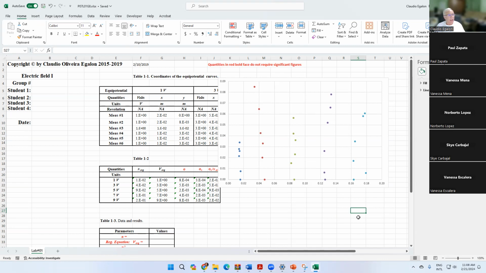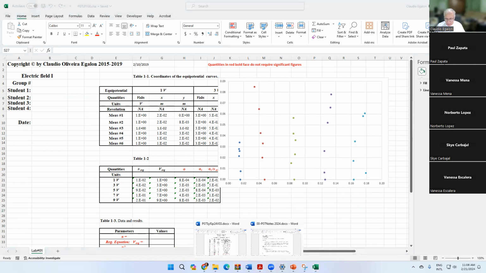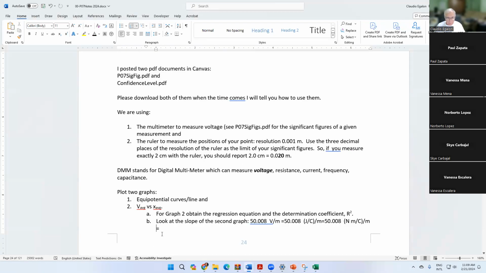Everybody did that? Adjust what I want you to do, right? Plot 2 graphs, equipotential curves and lines, right? And okay, we didn't get to this one yet. We came to this one: adjust the X and Y numbers along the axis, okay?